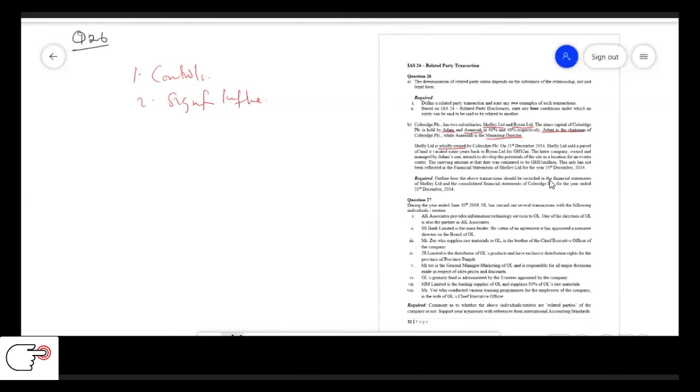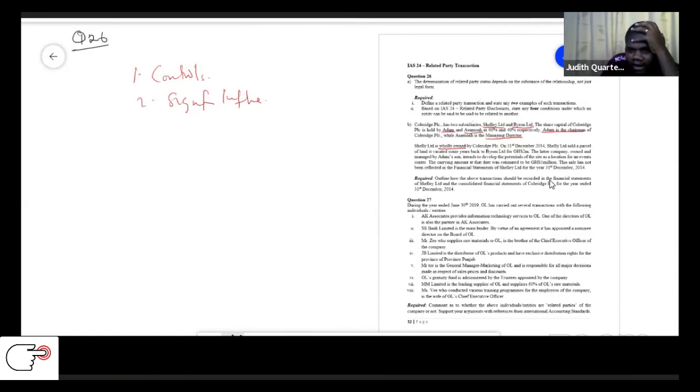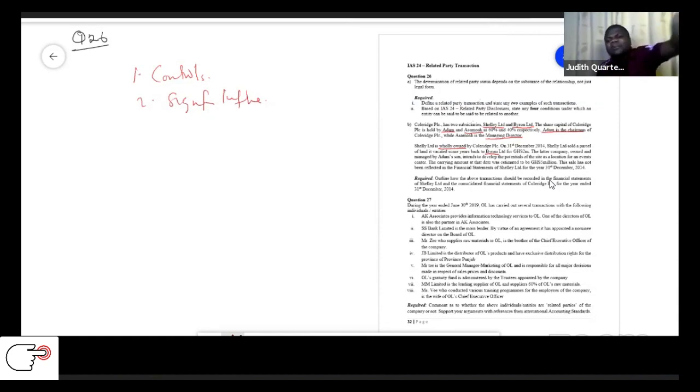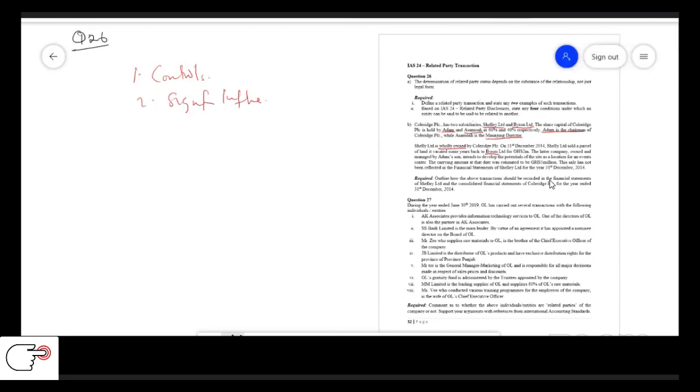It's vacated some years back to B for $2 million. Don't forget, B2 is a subsidiary of C. Is that not it? Yes. Okay. The latter company, that is the Byron, is owned and managed by the chairman of the parent company's son. My God. Or the son of the chairman of the parent company. What a tree.